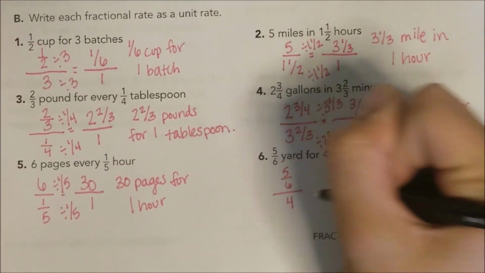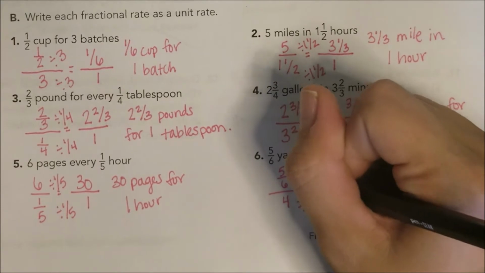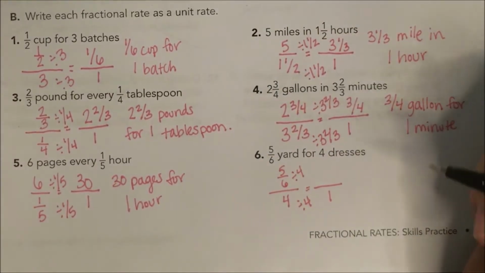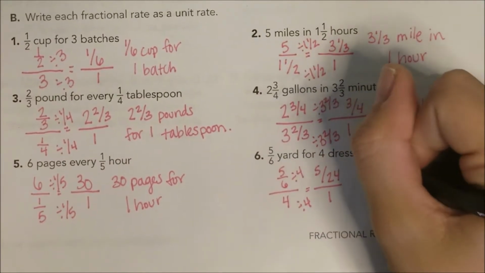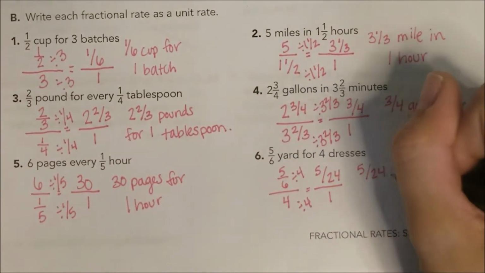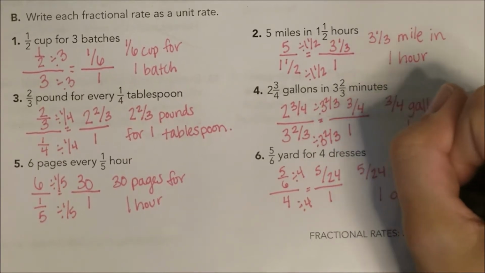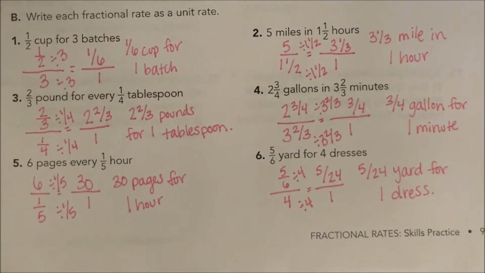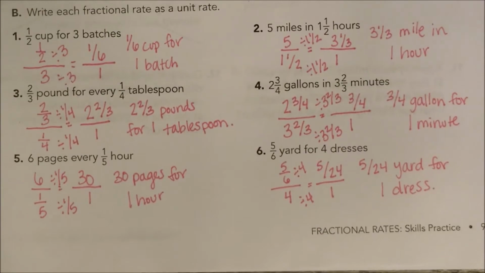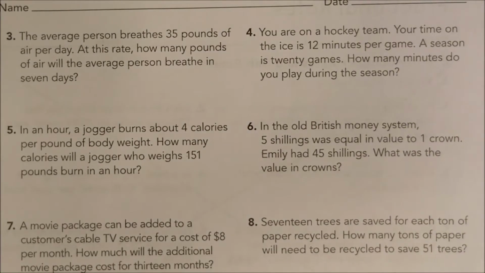5/6 over 4. Divide by 4. 5/6 divided by 4 is 5 over 24. So 5 over 24 yard for 1 dress. Okay, flipping the page. We're going to start making our proportions.